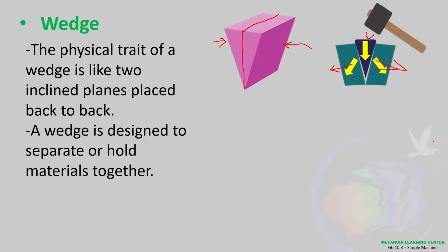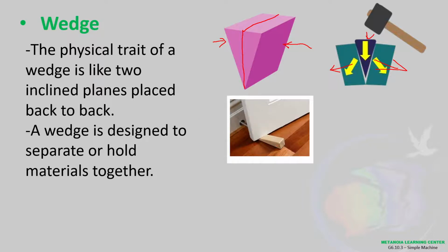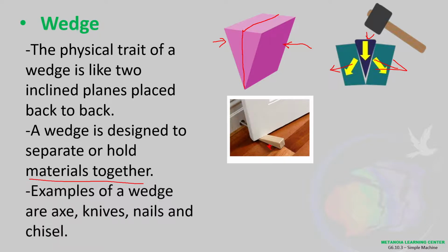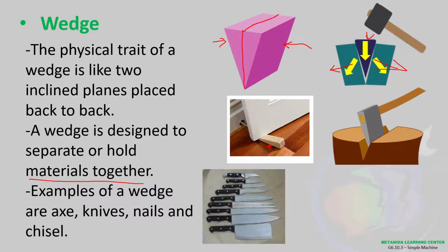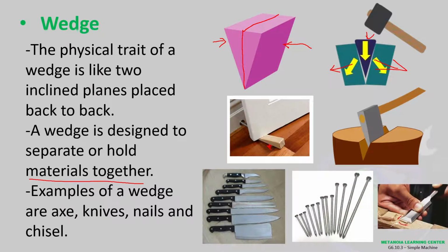Quite similar to how the mechanism of an axe is, diba? So for a door stopper, wedge ang ginagamit to hold materials together. And examples of wedge are axe, knives, nails, and chisel. So I'm not sure if you're familiar with what chisels are. Ginagamit yan for carving, wood carving.